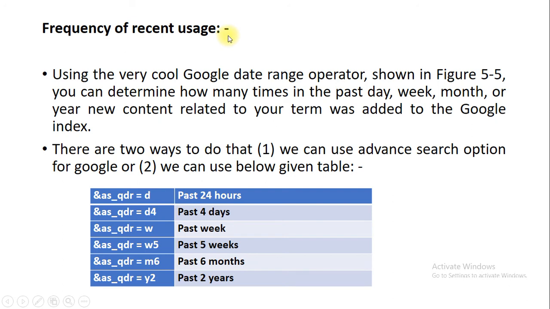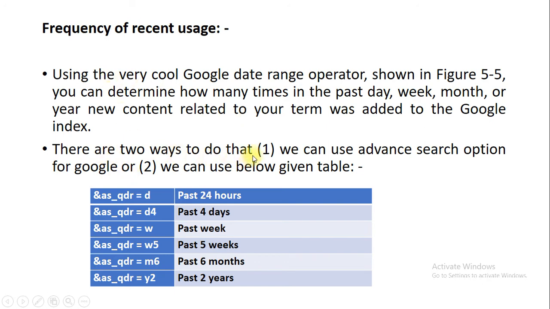So frequency of usage means what? Using the very cool Google date range operator shown in this figure or table, you can determine how many times in the past day, week, month or year new content related to your term was added to the Google index. For example, cake recipe or cupcake recipe, whatever search term you have fired, Google has a list of it, so if some article has been added on that topic, you will get the list of that item.